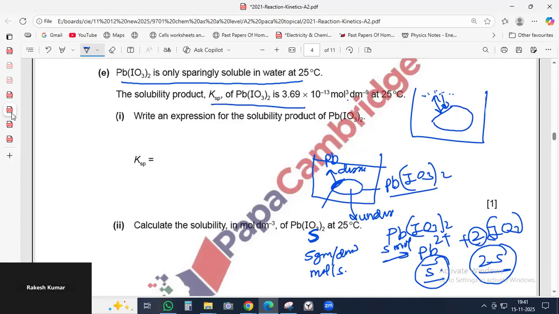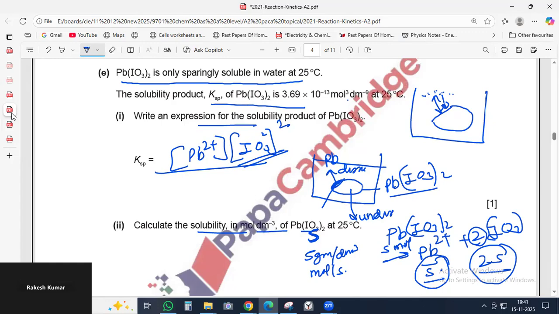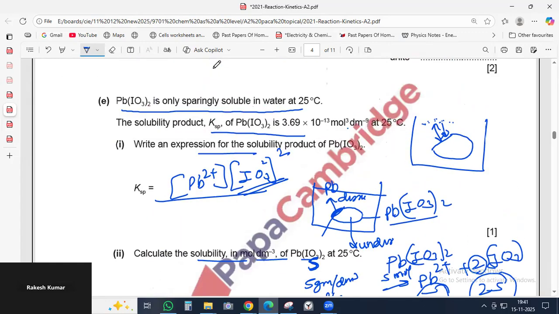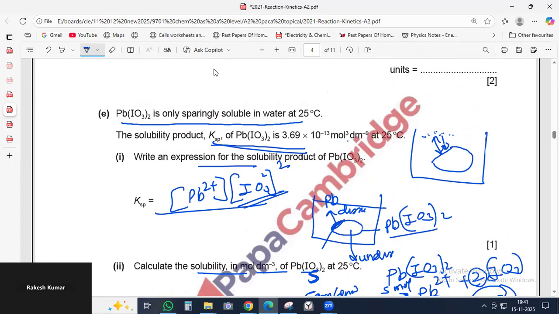He's asking you first to write the expression. The expression would be [Pb2+][IO3-] raised to power 2. This is the product, the expression. Now comes the solubility in moles of this. So I know this is the value of the Ksp. This is S and this is 2S, and then you square it. So actually it becomes S into 4S square. It becomes 4S cube. 4S cube is equal to 3.69 into 10 raised to power minus 3.